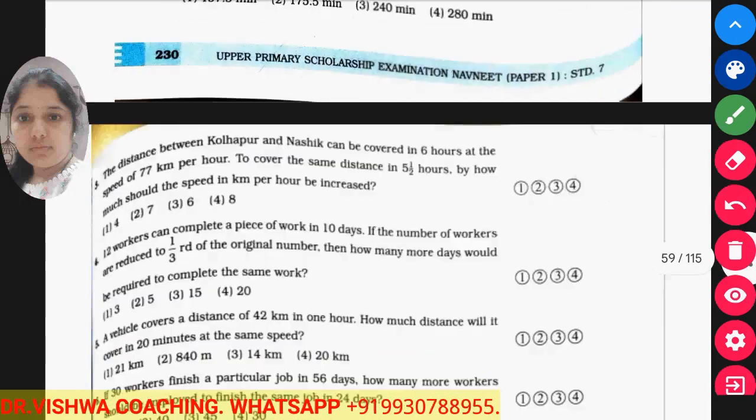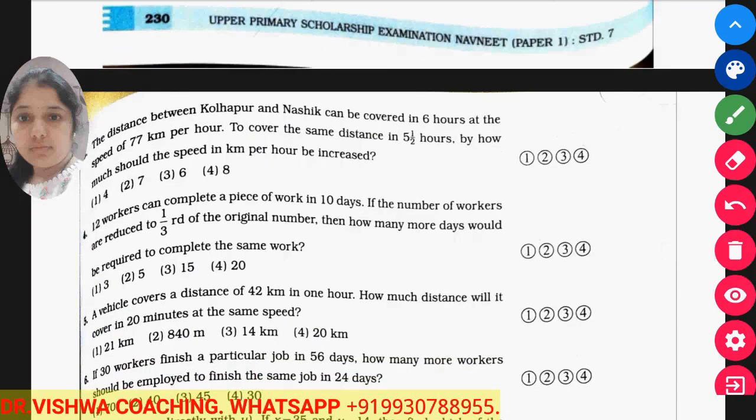Okay. Now the next one, distance between Kolhapur and Nashik can be covered in 6 hours at the speed of 77 km per hour. But to cover the same distance in 5.5 hours, by how much speed in kilometer per hour increases? So here is inverse proportion, so you all can solve it.